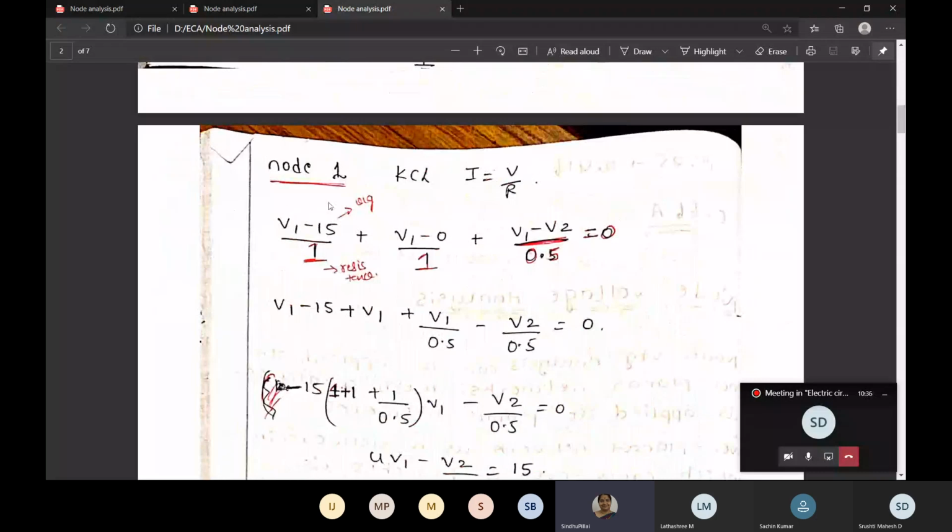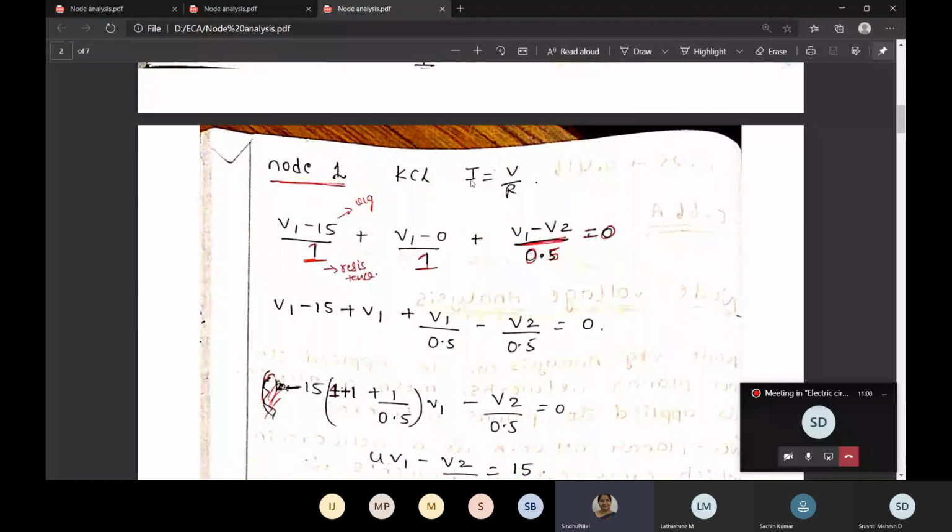See, first is the difference in the voltage divided by resistance. So this relationship represents one current. Again this second one also represents one current, and the third one represents one current. So one equation represents one current in one branch: I1, I2, I3. Since all the three currents are going away from the node, we are writing a positive sign, and that is equated to 0. So this is the equation for node 1.